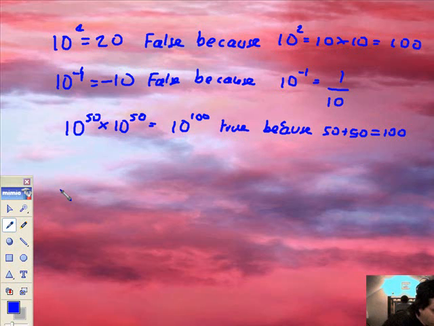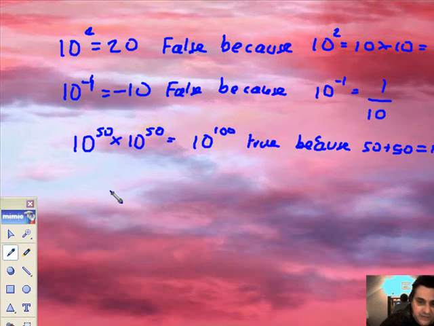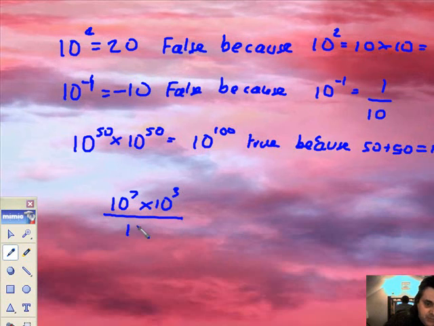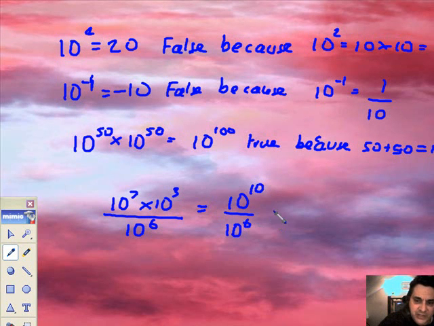Question 4, we've got combined multiplication and division, and I've not come across a division one yet, but anyway, just do it all together. We've got 10 to the power of 7 multiplied by 10 to the power of 3, divided by 10 to the power of 6. Well, upstairs we have 10 to the power of 10 divided by 10 to the power of 6. You should remember that when you're dividing with powers you subtract. So 10 to the power of 10 take away the 6 is 4, and that's fine.